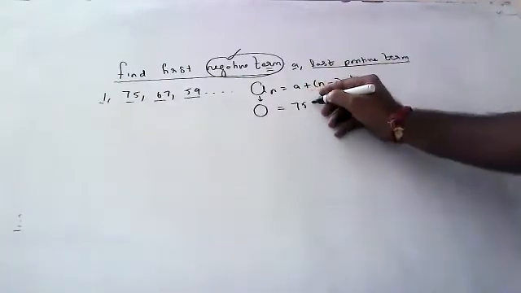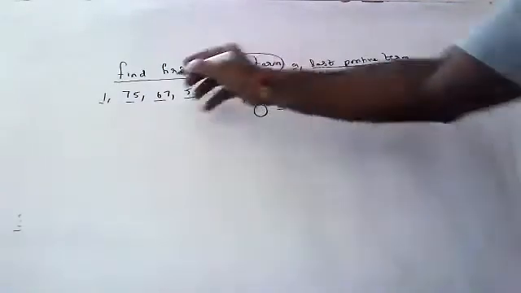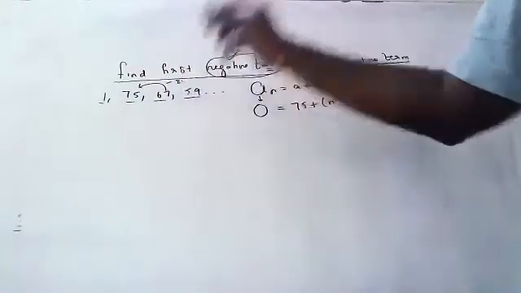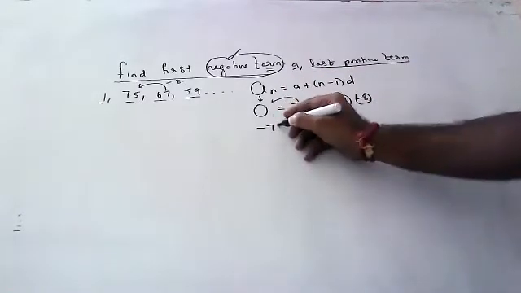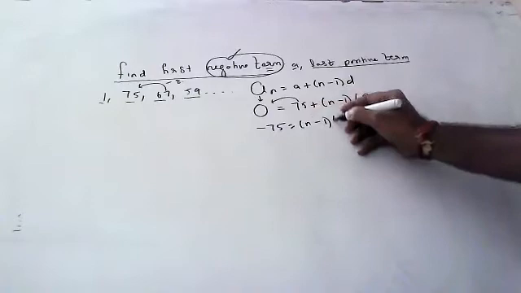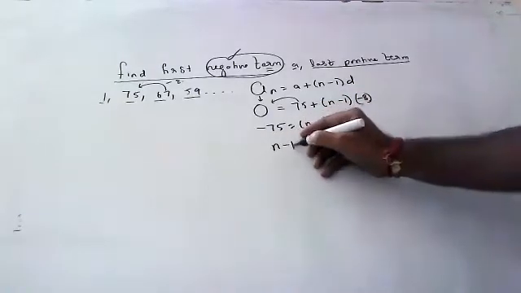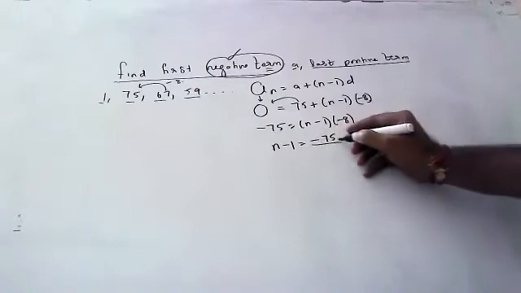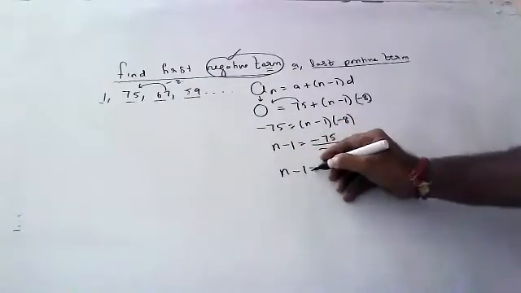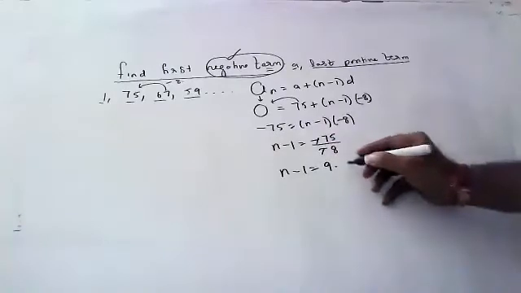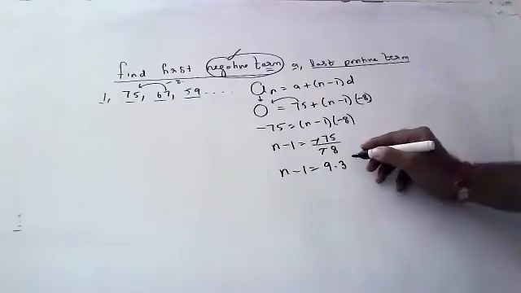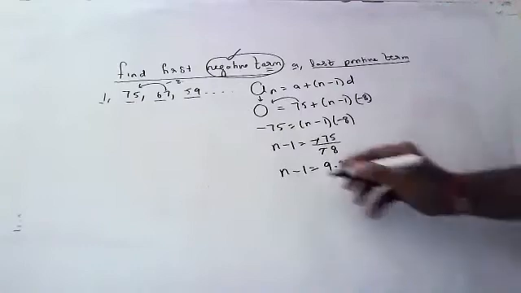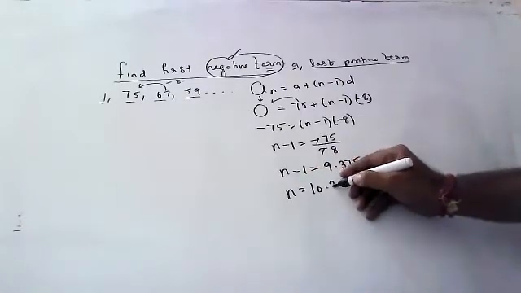a is 75, n minus 1, and the common difference is minus 8. So 0 minus 75 is equal to n minus 1 into minus 8. n minus 1 is equal to minus 75 by minus 8, so the minuses cancel. 8 times 9 are 72, and the remainder is 3. So n minus 1 is equal to 9.375. n is equal to 10.375.